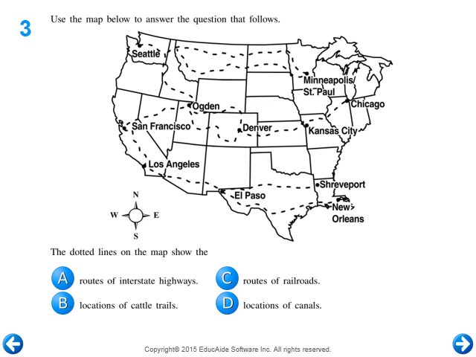Well, let's just look at it like this. The cattle trails all started in Texas and went north, so it's not that, so we can remove that. Interstate highways, we have a lot more of them than are showing up on this map right here. So we can get rid of that. Locations of canals, we don't have canals cut all the way from Chicago to San Francisco. It's going to be railroad routes. C.